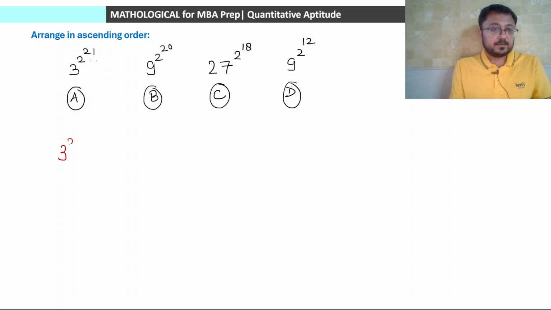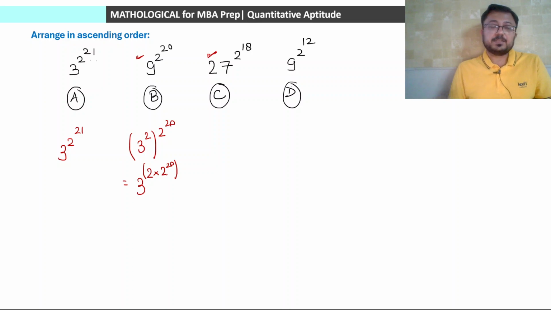Fine. Second is 9 to the power 2 to the power 20. So we can convert 9 into 3 squared, similarly 27 into 3 cube. So let's convert. 9 becomes 3 square to the whole power 2 to the power 20, or this will become 3 to the power 2 into 2 to the power 20. So what will 2 into 2 to the power 20 be? This will be 2 to the power 21 only. So this also becomes 3 to the power 2 to the power 21, which implies that A is equal to B.